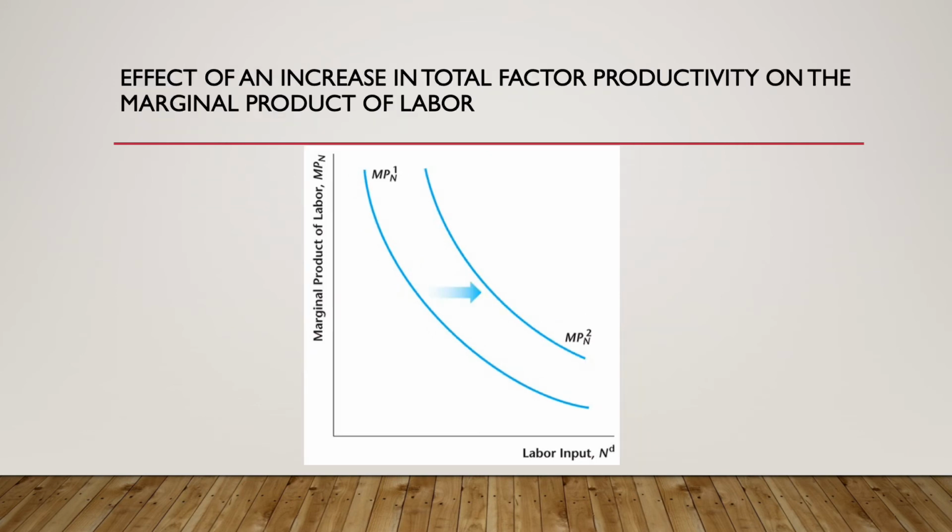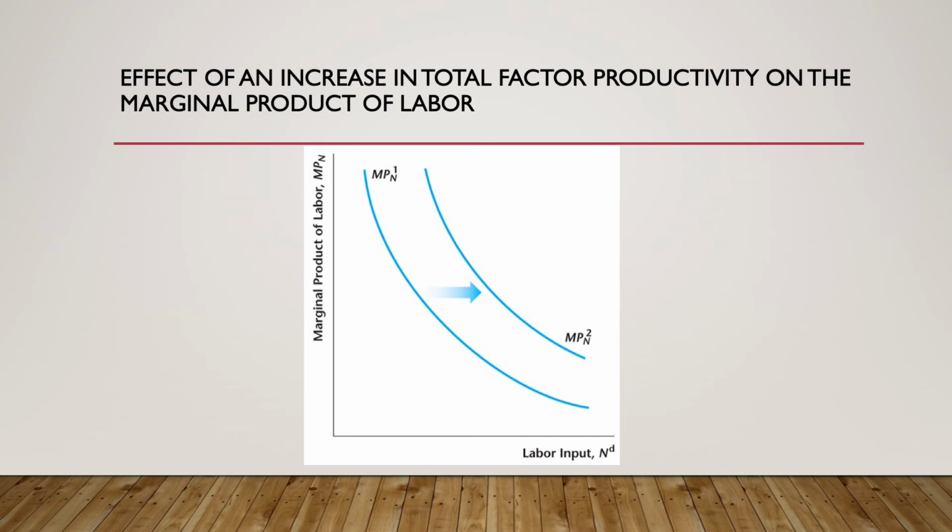Such as an increase in A, right? So the production function had A, which was total factor productivity, and an effect of increasing total factor productivity would have a similar shift, right? The marginal product of labor curve would shift up or shift out, representing higher productivity at each unit of labor.